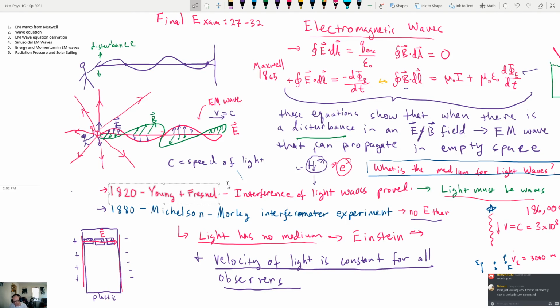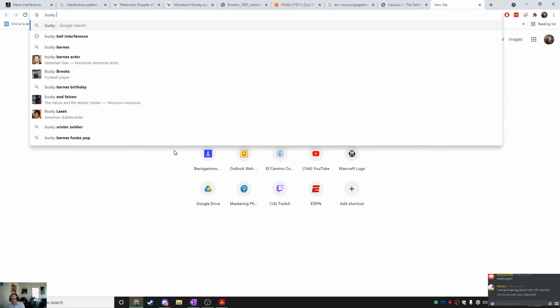But carbon-60, or buckyballs, I'll show you a picture of it.